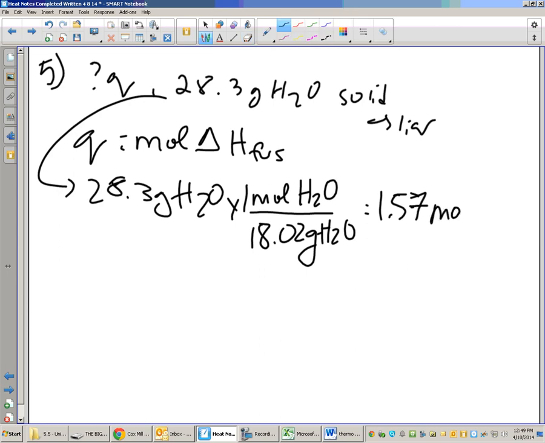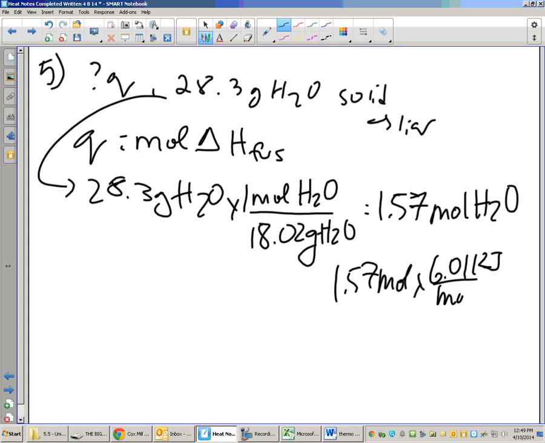And then take those moles of water, and you don't have to stop there. I just like to show people that you actually just now calculated moles. If you keep calculating, you can just keep on going. So take your moles of water, multiply by the molar heat of fusion, which is what for water? 6.01 kilojoules per mole to give you 9.44 kilojoules.